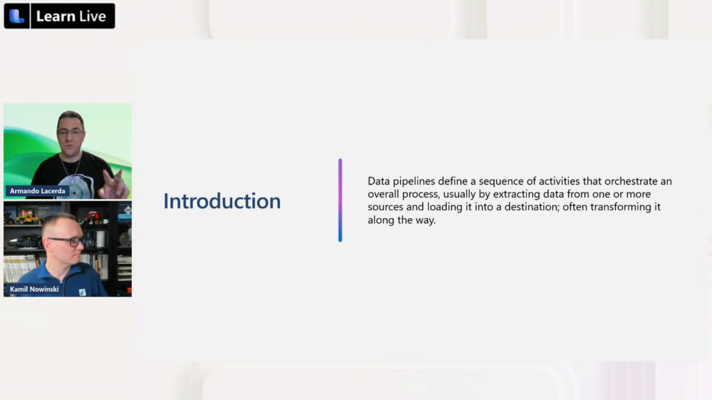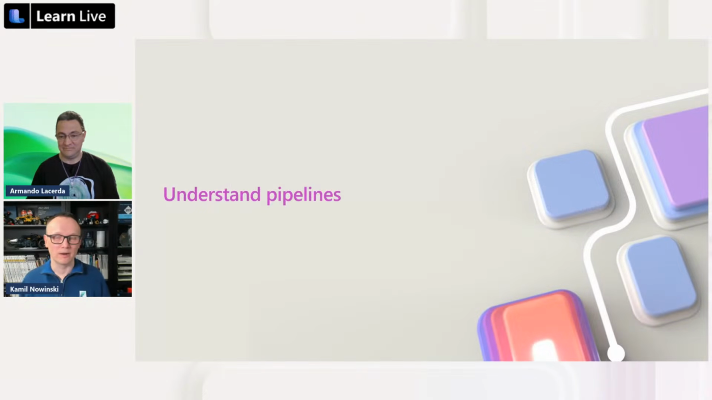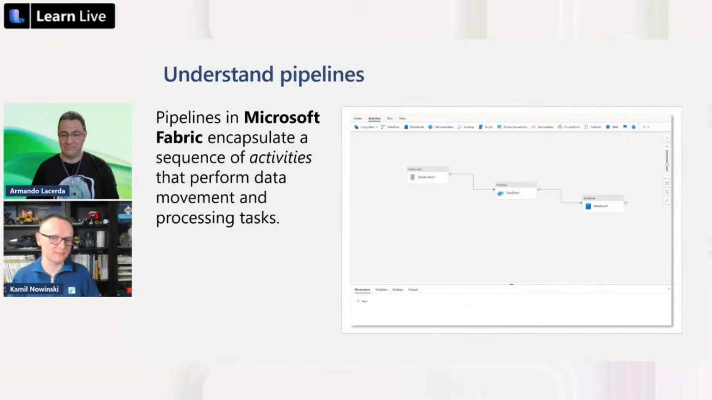I think the two keywords there are activities and sequence, right? If we start from there, everything will make sense when we go into the demos and start working with the things. Look for the activities, look for the sequences. Exactly. Now, if we want to understand the pipelines, let's have a look at how it looks. Yeah, this is very simple.